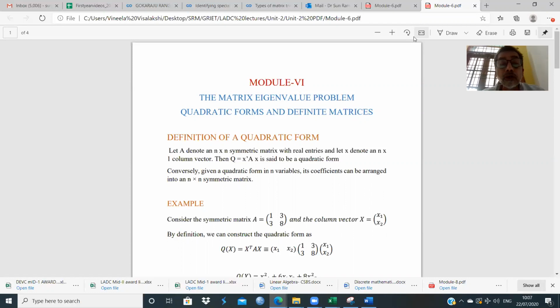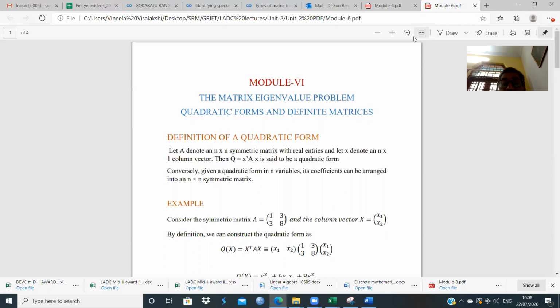Now let A denote an n by n symmetric matrix. Though theoretically it is not necessary that A should be symmetric, without a loss of generality and keeping the application point of view in mind, it is not wrong to imagine that A is symmetric. So we start with a symmetric matrix with real entries, of course, and X is a column vector, obviously a non-zero column vector.